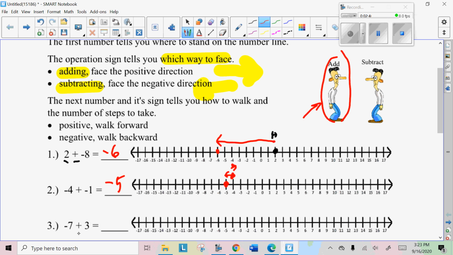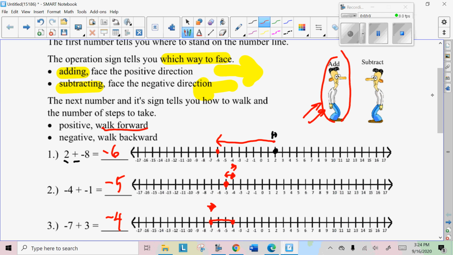-7 plus 3. So I'm going to start at -7. We're adding, so that means I'm facing this way. And we're adding a positive number 3, which means I'm going to walk forward the way I'm facing, 3 steps. So I end up at -4.